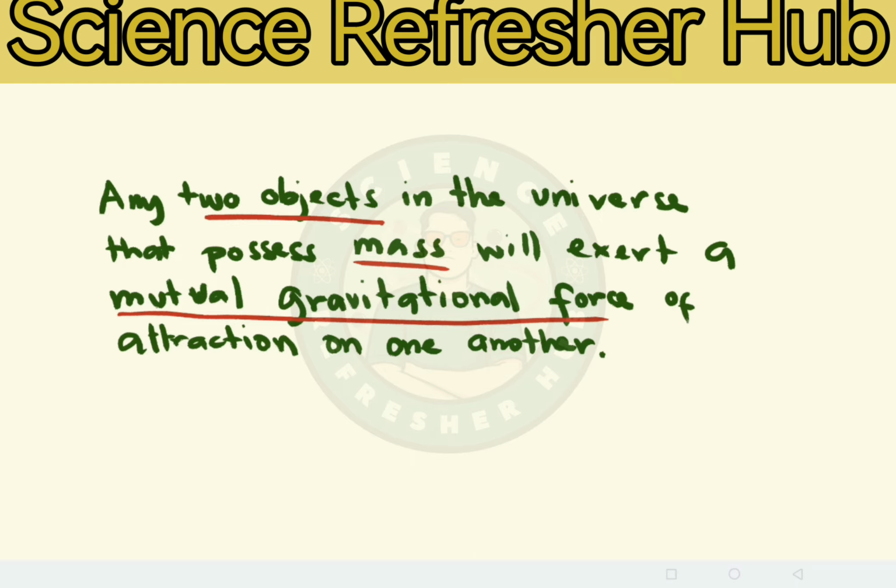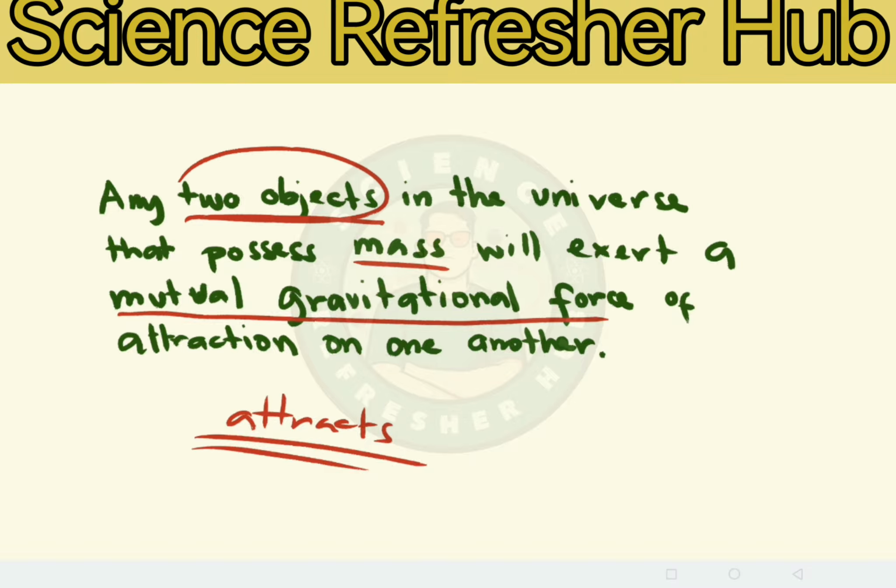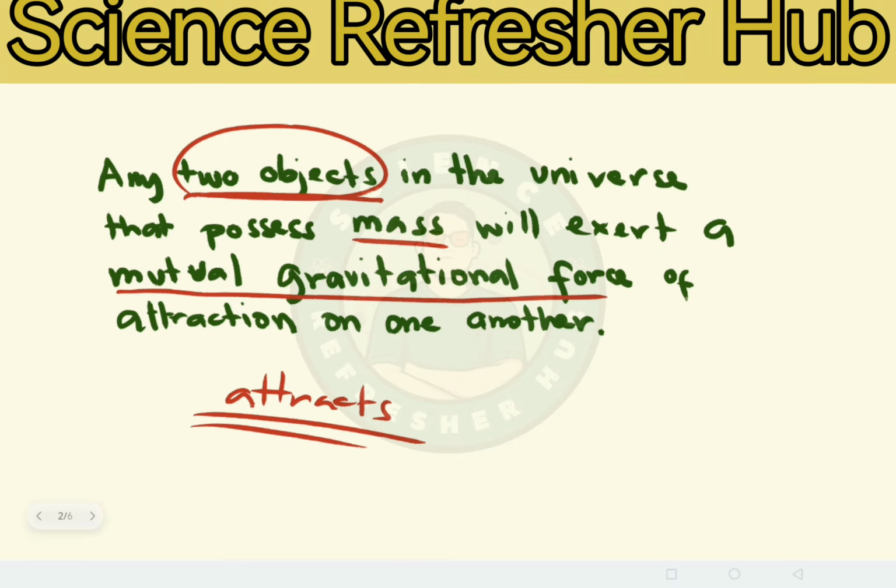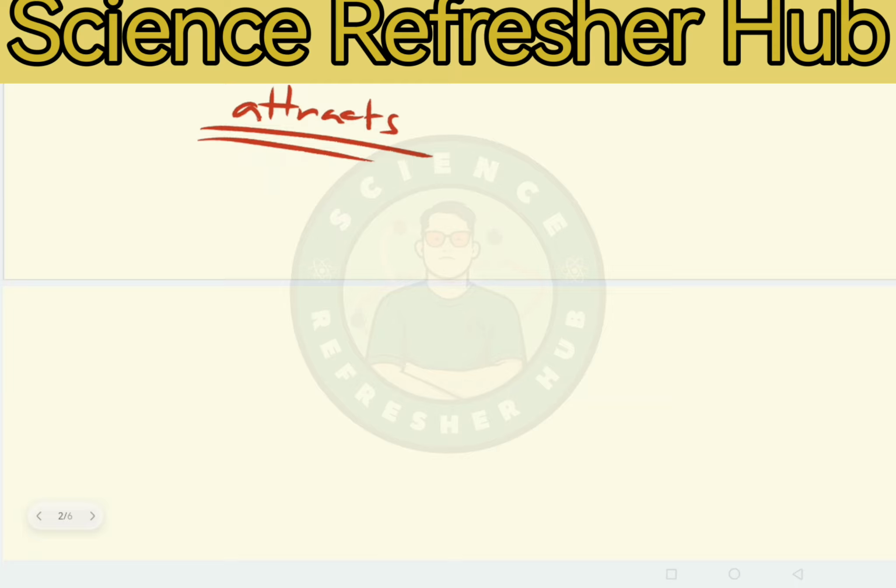This law states that any two objects in the universe that possess mass will exert a mutual gravitational force of attraction on one another. Gravitational force always attracts. It always attracts masses between their centers, not the surface of the masses themselves. So it exists between the two objects and they will share the same, mutual gravitational force. That's the universal law of gravitation.